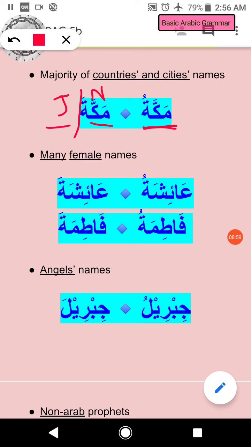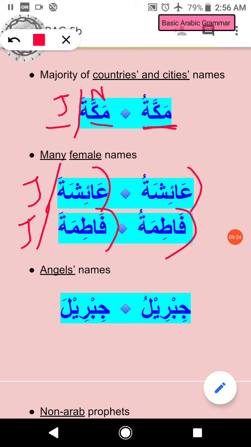All right. Next, we have many female names that are Ghair Munsarif. So we have Aishatu, which is Rafa form, then Aishata, Nasab slash Jar form. So Aishatu, Aishata, Aishata. Similarly, Fatimatu, Fatimata, and again Jar form would be Fatimata.